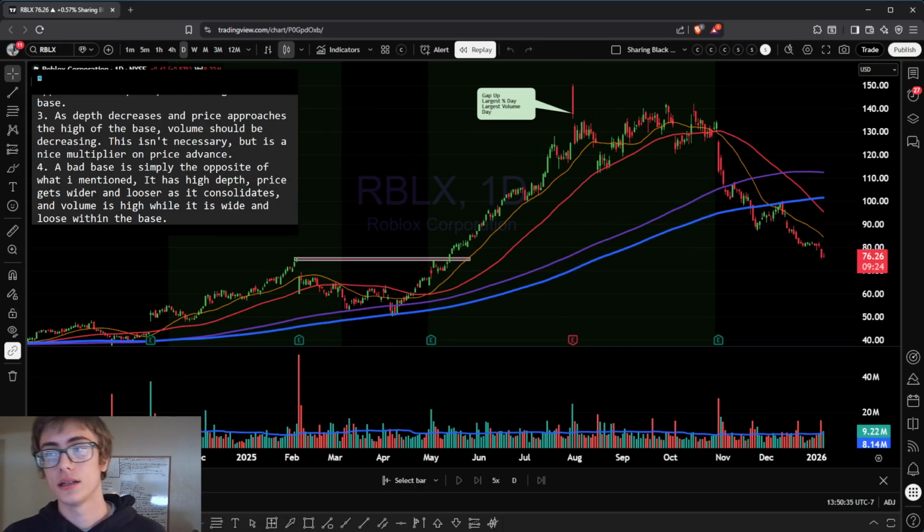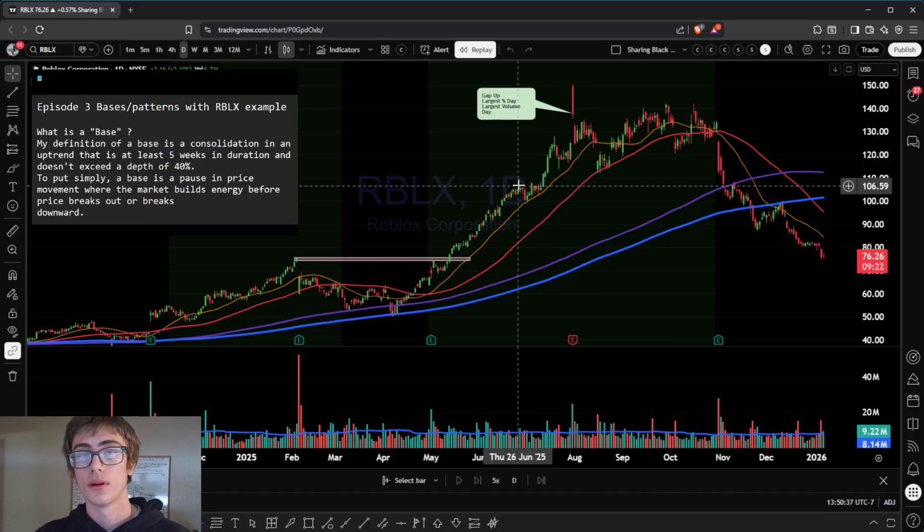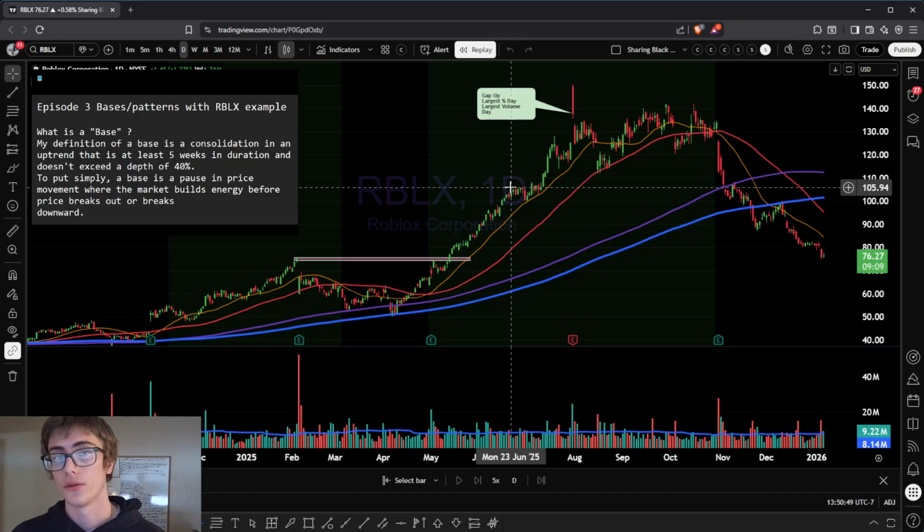But so that is my overview of what is a base, using Roblox as an example, going over what you should look for and what you should avoid when trading bases, and also going over what is a pivot.